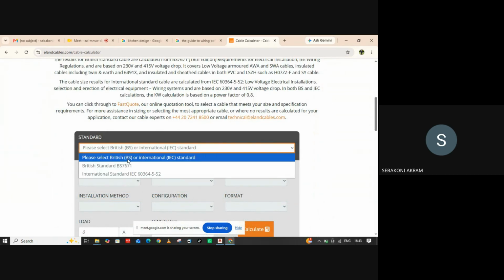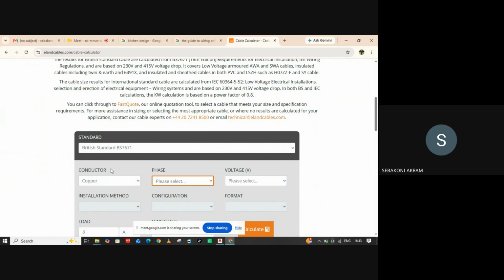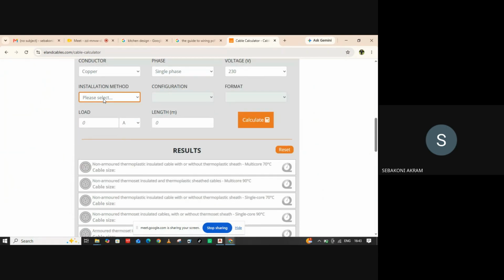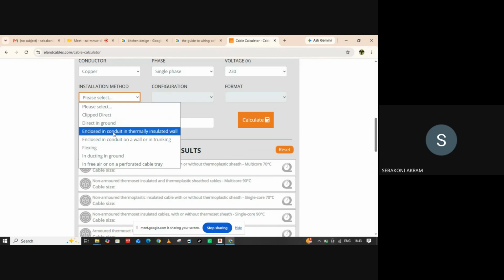So you specify which standard you're using. The conductor, of course, for British standard, for insulation, it is copper. Which phase are we dealing with? Single phase. Which installation method? Of course, cables enclosed in conduits for lighting. You really have to know all that background, which I'm not dwelling into, because I hope you all have that electrical background.